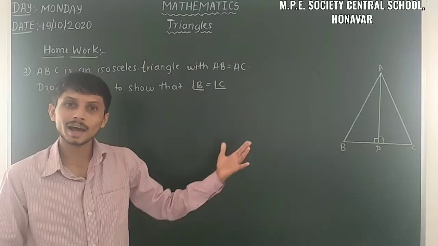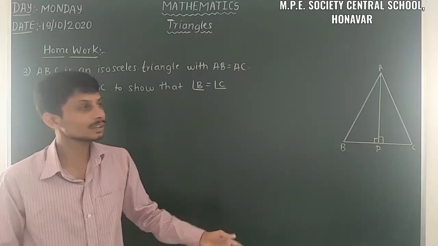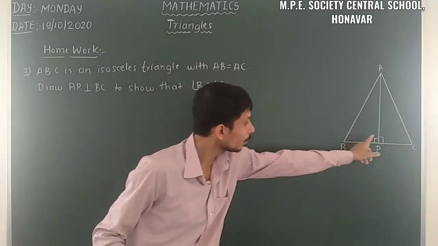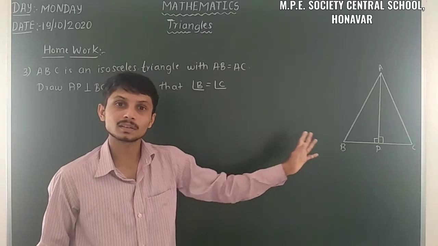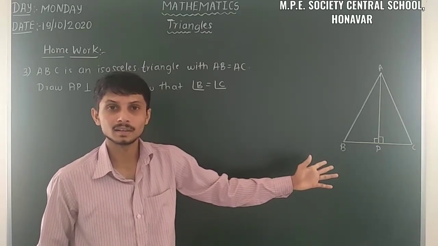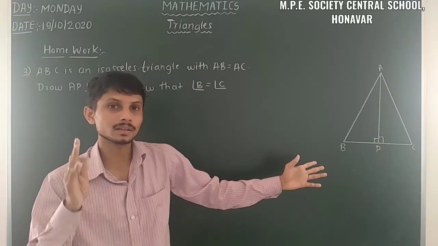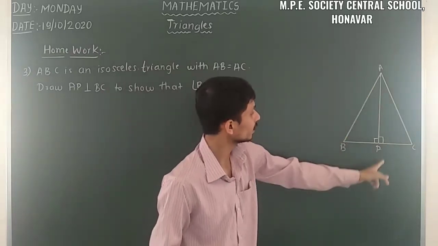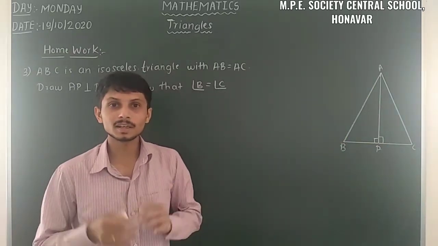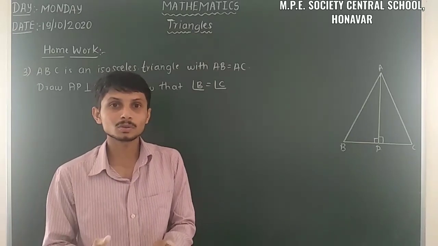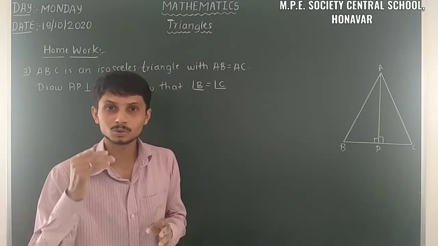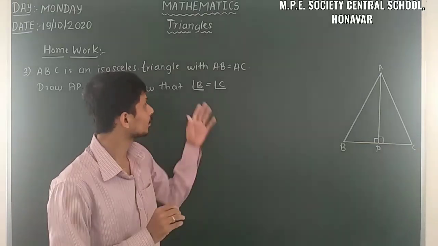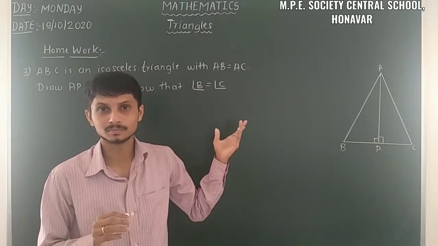We have to take the RHS congruence rule, because AB and AC are the hypotenuses, and we have one pair of 90 degree angles, and we have to search for another equal side. What is that? Here it is a common side, AP. Then we can take it as the RHS congruence rule, and those two triangles are congruent. Then we take angle B is equal to angle C.